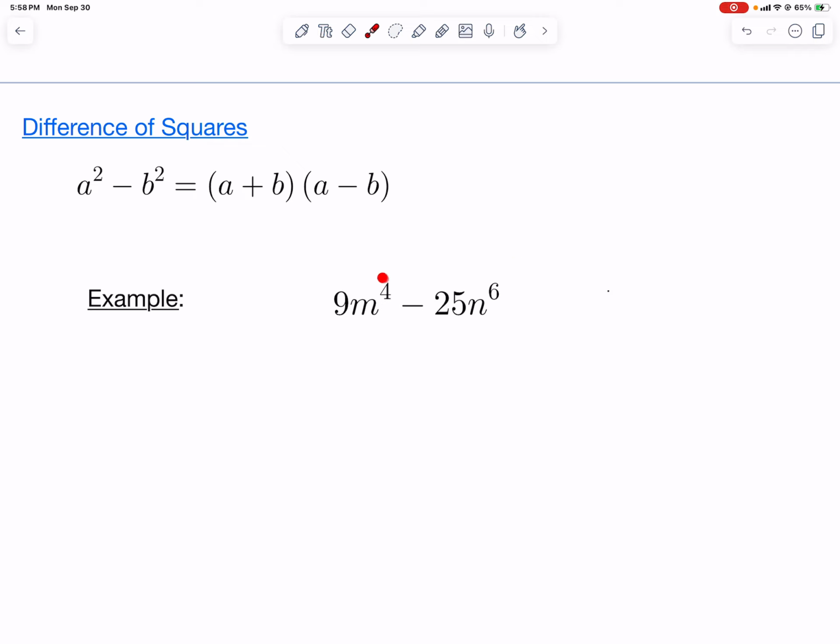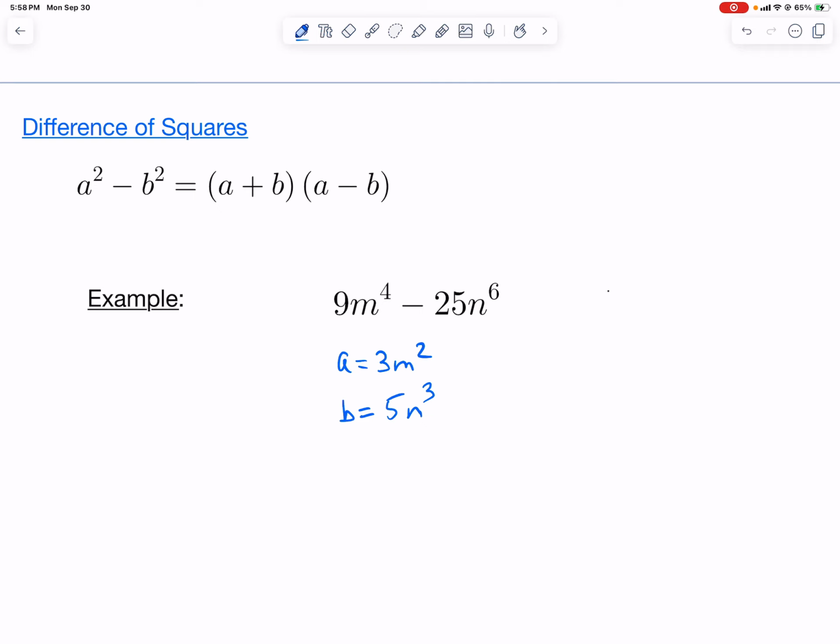You'll see that this is a perfect square and another perfect square. So let's go ahead and identify our a. Our a in this example is going to be the square root of 9m to the 4th, and when we take the square root of that, we get 3m squared. Then we're going to take the square root of 25n to the 6th power to get our b, and our b will end up being 5n to the 3rd, taking the square root.